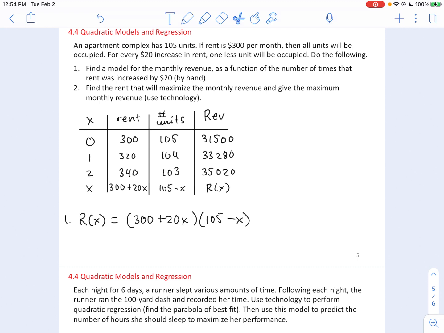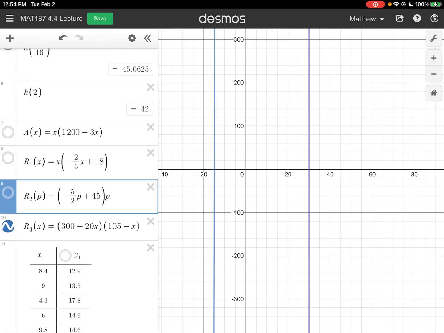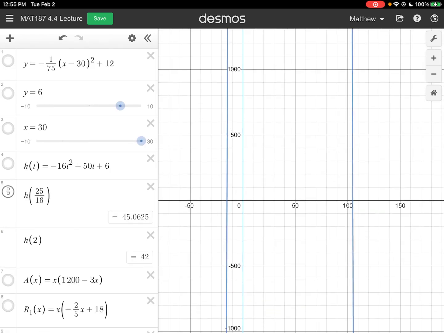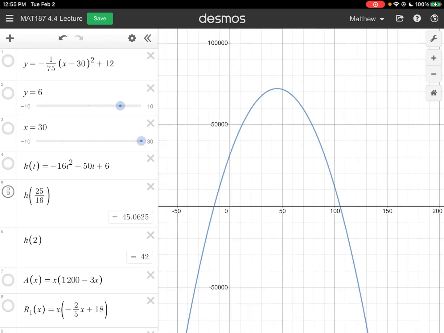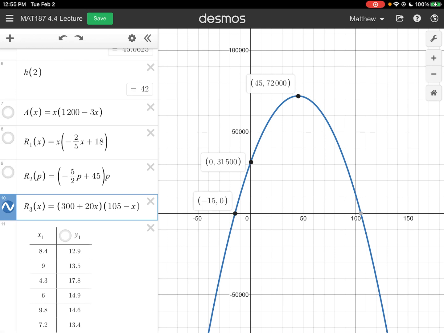If you were doing this next part by hand, you could find the two x-intercepts and then find the vertex by averaging their x-intercepts. Or you could expand this into general form and do negative b over 2a to find the vertex. All right, so here's my revenue function, 300 plus 20x times 105 minus x. And I'm going to change my y scale until I can see the entire thing. I wanted to click on the blue graph so I can highlight these intercepts and vertex.